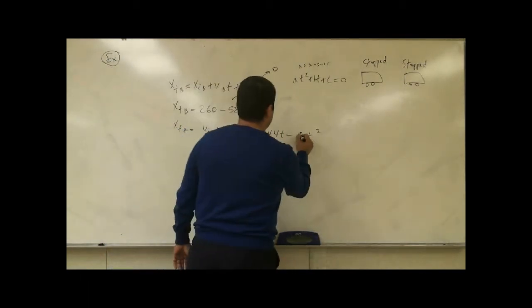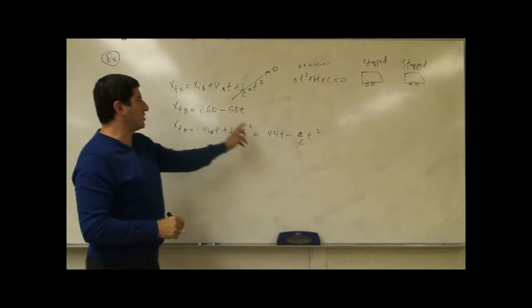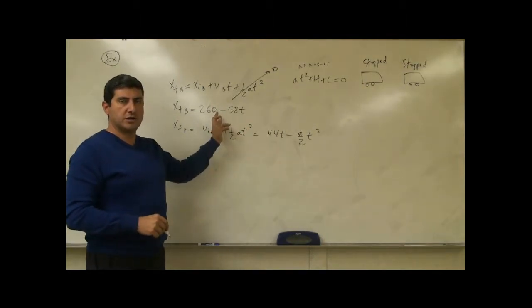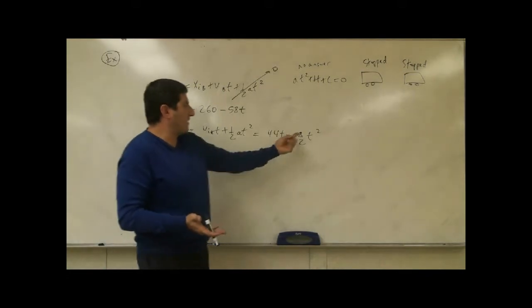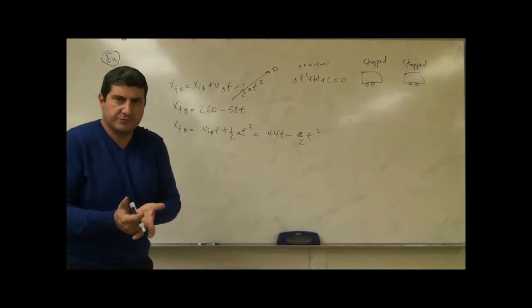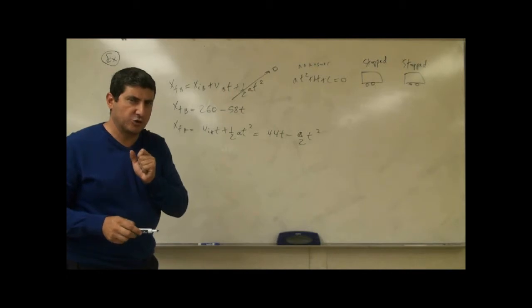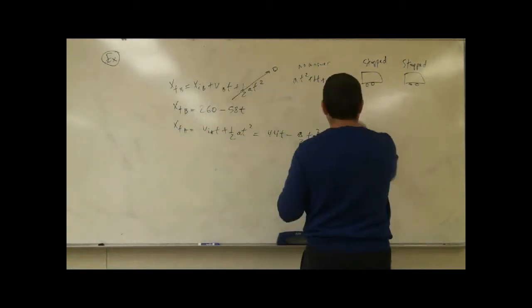So what do we want to do? Well, we want to set these two equations equal to each other and solve for T. But you might say, how can we solve for T if we don't know what A is? Well, here's the approach I'm going to take. Think about it graphically.